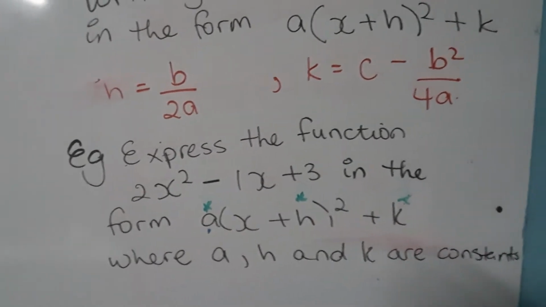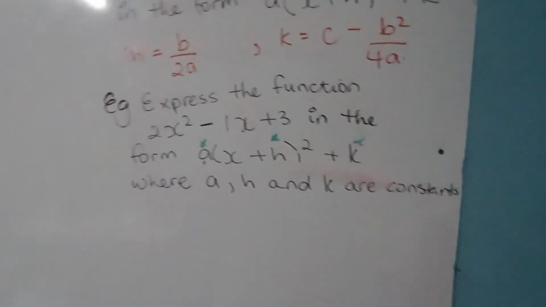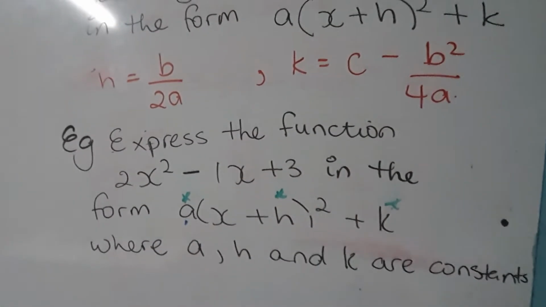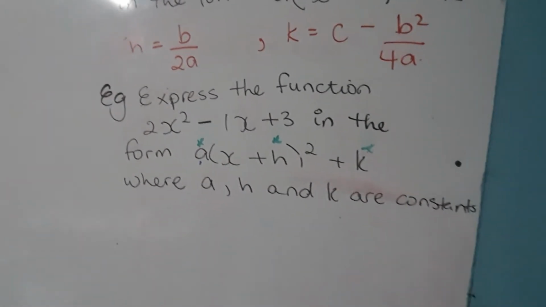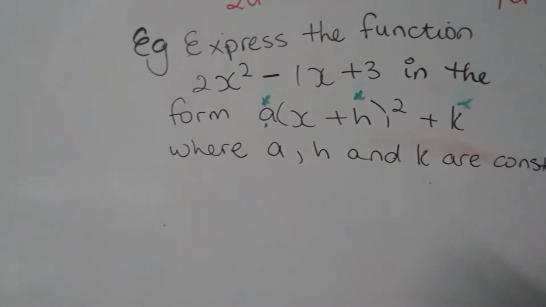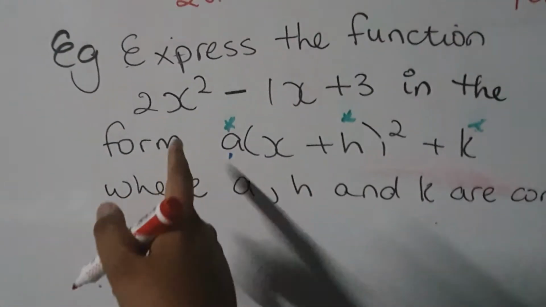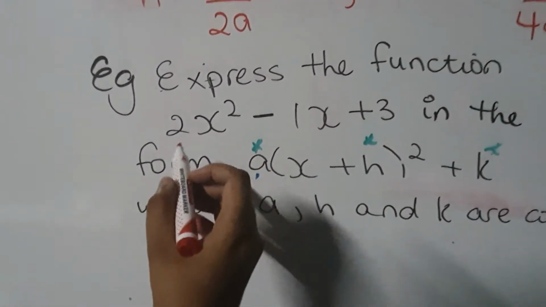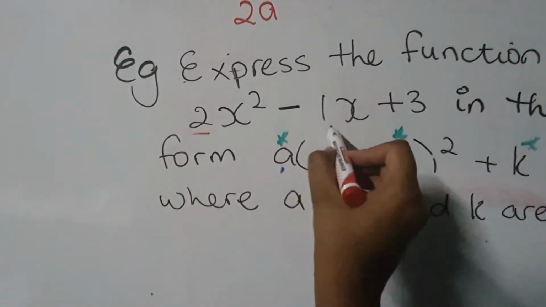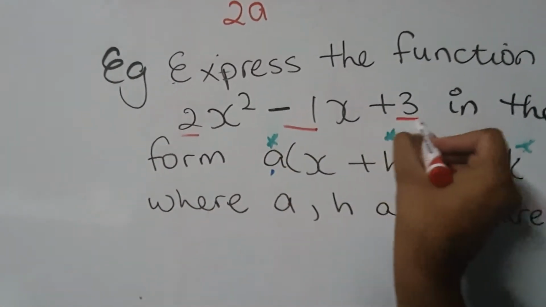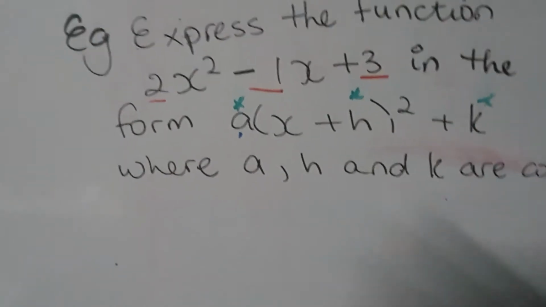Okay, so we're going to work on our next example. What I did was I just changed the question, but I left everything else the same, the function, right? Okay, so same process. We're going to identify our A, B, and C. A is always the number in front of x squared, B is always the number in front of x, and C is the number by itself.